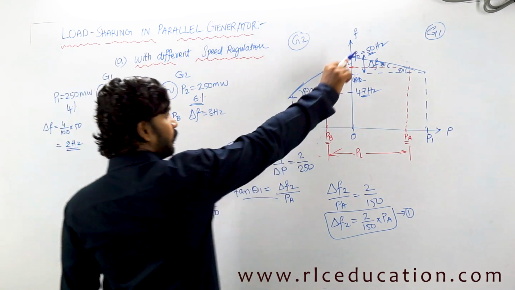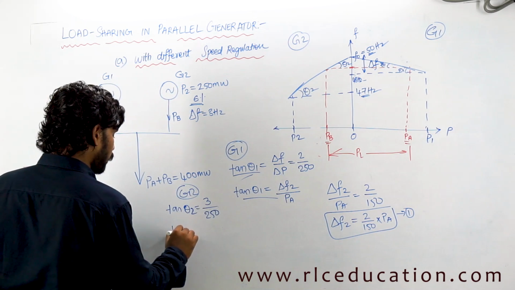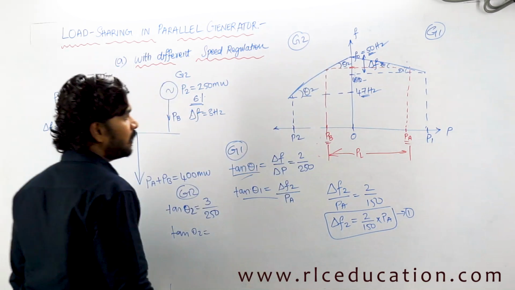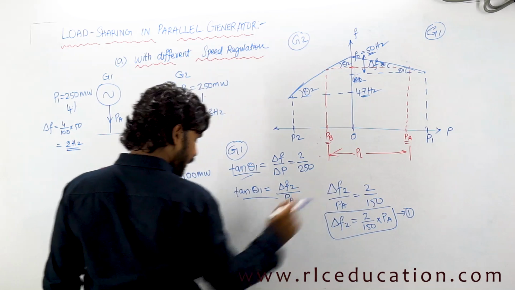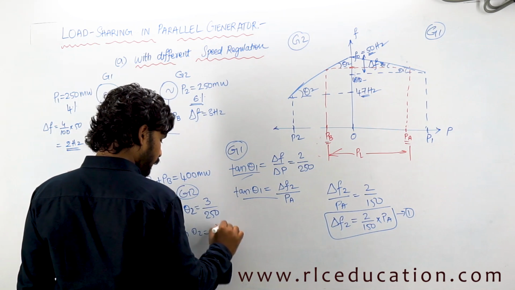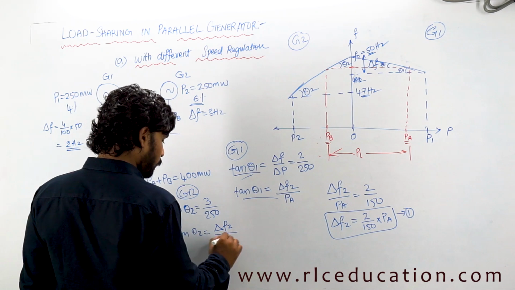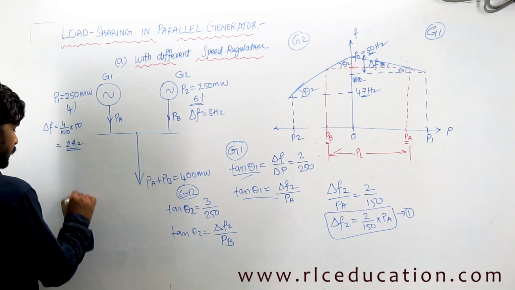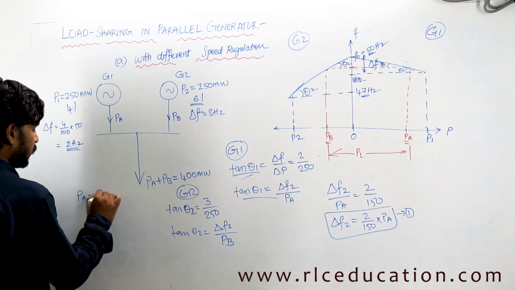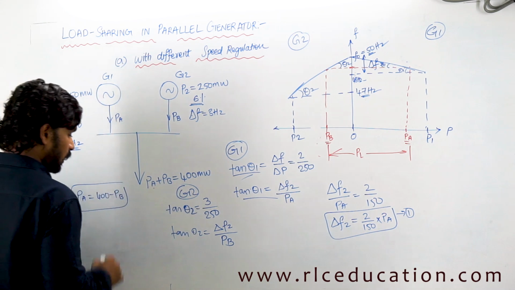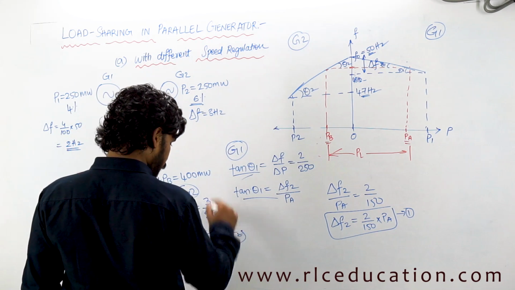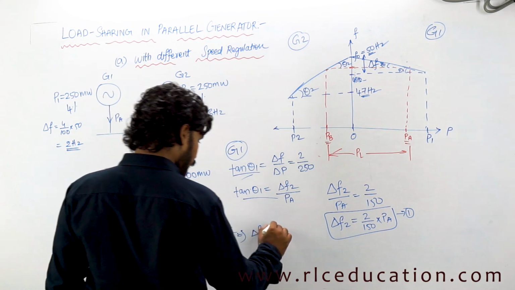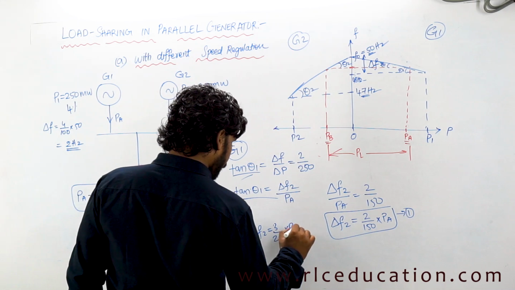Tan theta 2 will be equal to the small triangle's. So for the small triangle, tan theta 2 will be equal to what? The change in frequency. This change in frequency is the same as the change in frequency of the other generator, because both of them are operating at the same frequency. So delta F2 by change in power, which is PB. Now PA plus PB is equal to 400, which means PA is equal to 400 minus PB. Now I can equate both parts and say that delta F2 equals 3 by 250 into PB.